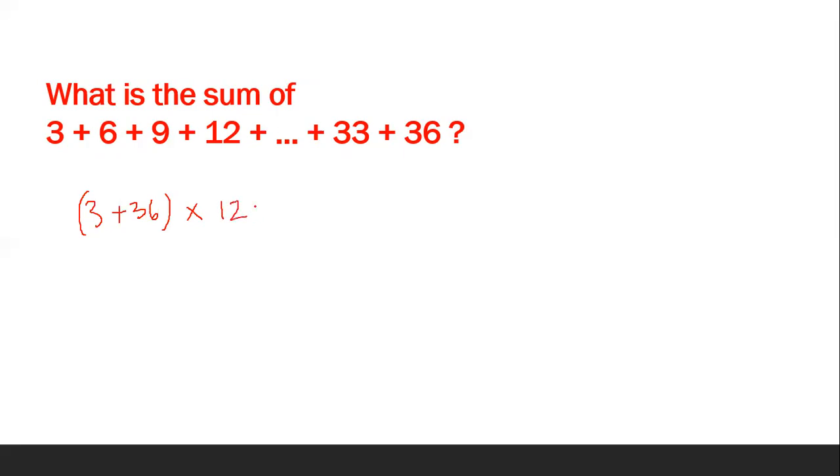So 12 numbers divided by 2 to get the number of pairs. So it's equal to 39 multiplied by 6. And that is equal to 234. Okay. You might find different questions, but if the questions are still about finding the sum of consecutive numbers, you can always do this. So add the first to the last number and then multiply by the number of pairs.